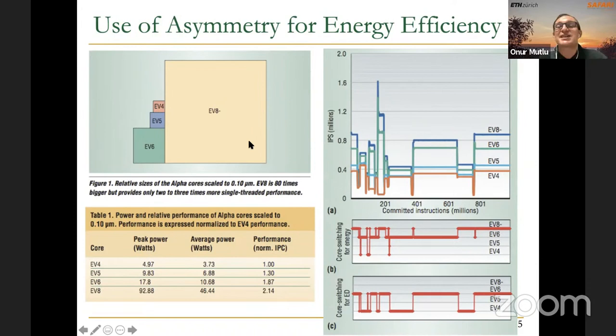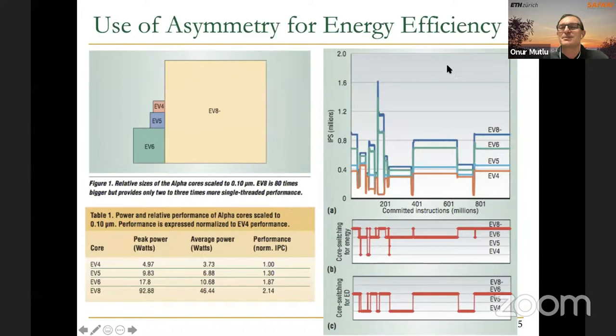they basically said, this is one way of actually constructing asymmetric multi-core. If a company has produced different types of cores over generations, this is the Alpha company, Digital Equipment Corporation. EV4 was, I think, Alpha 21064. EV5 is 21164, EV6 is 21264, which is a famous 21264 processor. And this is 21464, I think, EV8. And you can see that their relative sizes are quite different. They say relative size of the alpha core scaled to 0.1 micron. EV8 is 80 times bigger, but provides only 2 to 3 times more single-threaded performance.